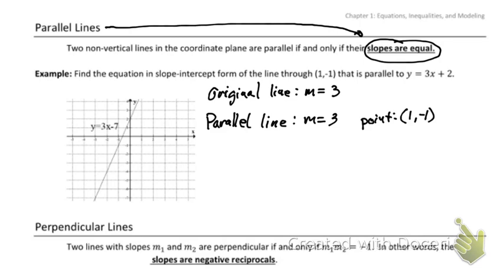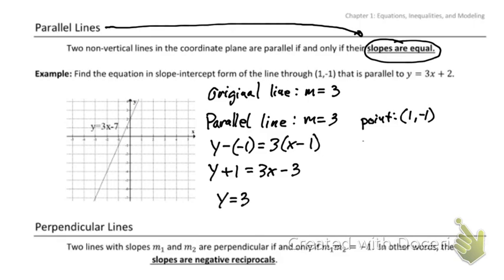Okay, well, let's put it in point slope form, where we have y minus our y value, which is -1, equals our slope times our x minus our x value, which is 1. It does say to put it into slope-intercept form. So let's go ahead and reduce it to slope-intercept form. That just means solve for y. So we'll have y plus 1 equals 3x minus 3. Subtract 1 from both sides, and we're going to have y equals 3x minus 4.